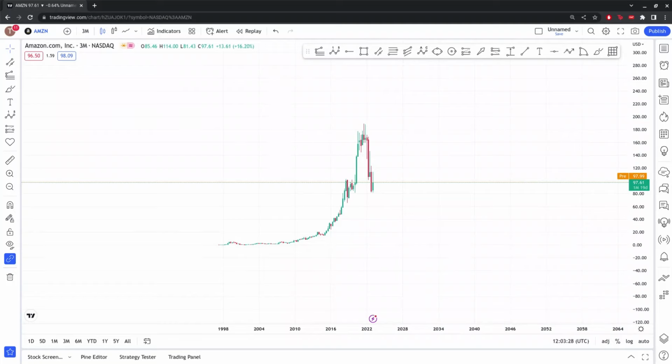And in today's episode, I have been analyzing the Amazon stock. So without further ado, let's jump right into the chart. Whenever I'm analyzing any chart, I always have a systematic approach.